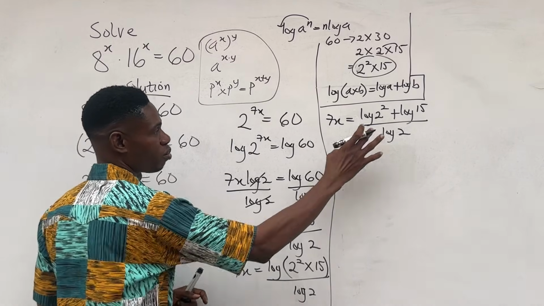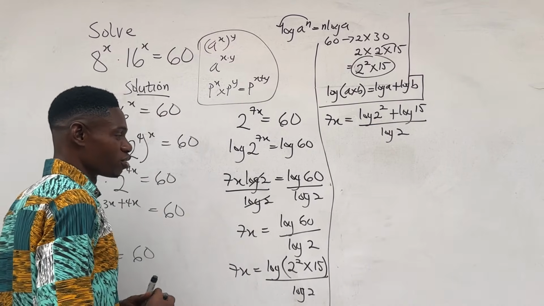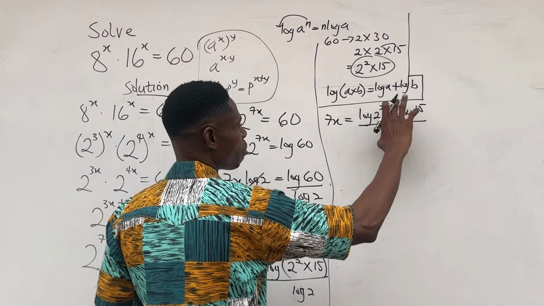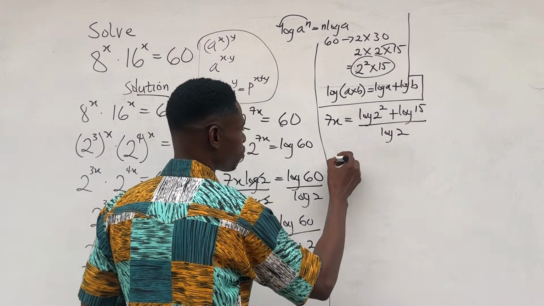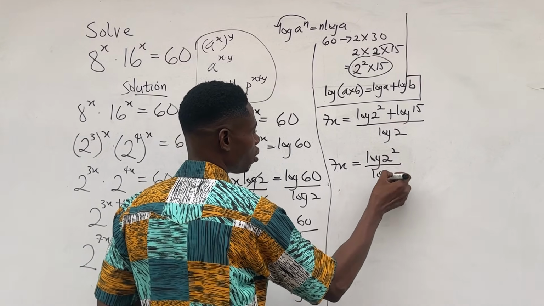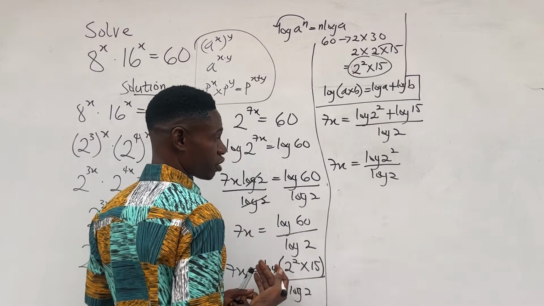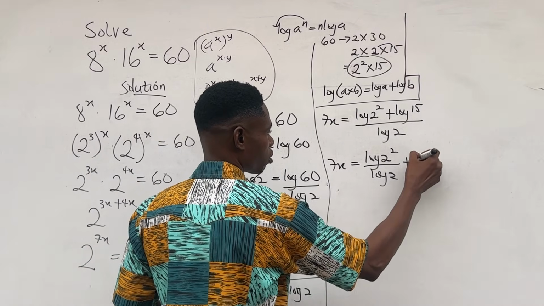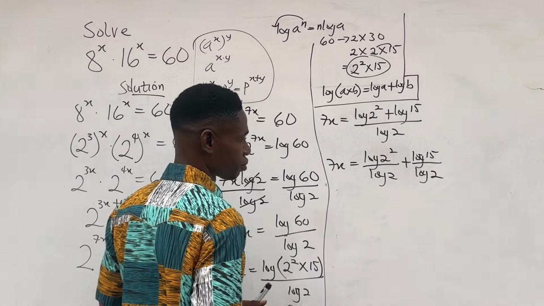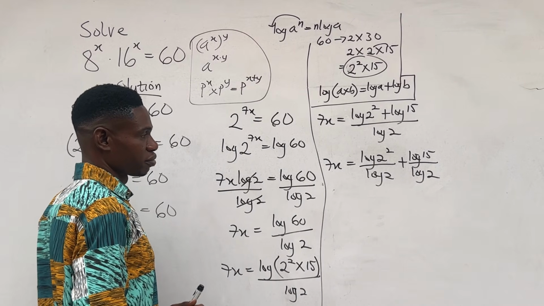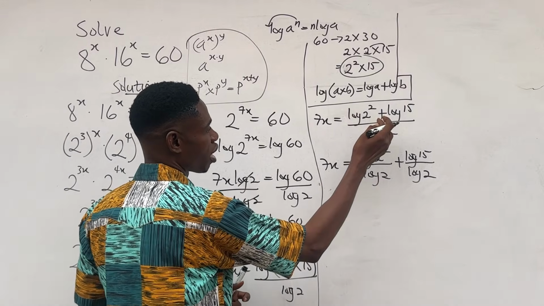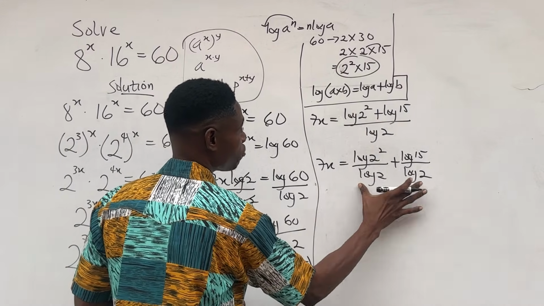So this has become this, following the simple laws of logarithm we're applying. Now we can break this fraction so that we have 7x equal to log 2 raised to the power 2 over log 2, separating the fractions now, plus log 15 over log 2. So this and this are equal because we just split the fractions.